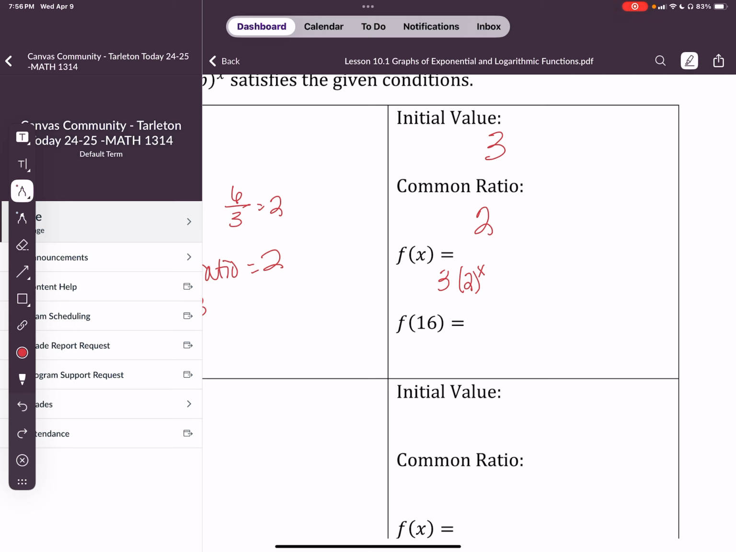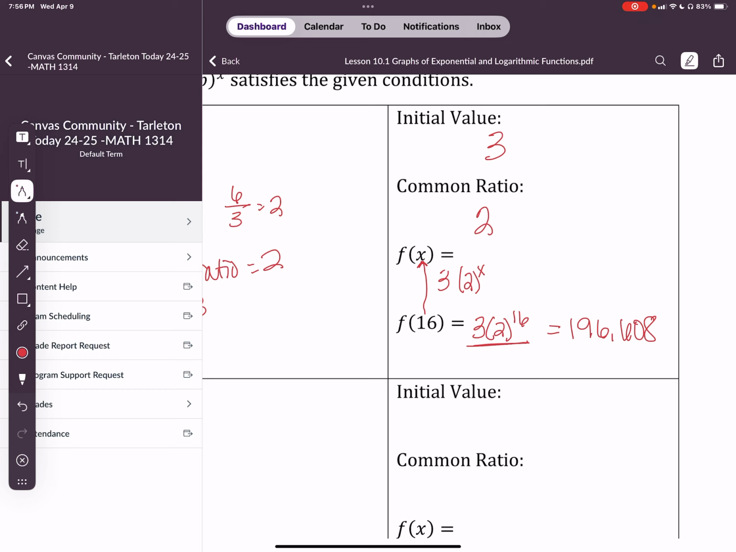So whenever I need to find the f of 16, all they did is they plugged in a 16 for x. So I would say, well, 3 times 2 to the 16th power. And you are going to get a big number. But when you plug this into the calculator, you get 196,608. Okay?